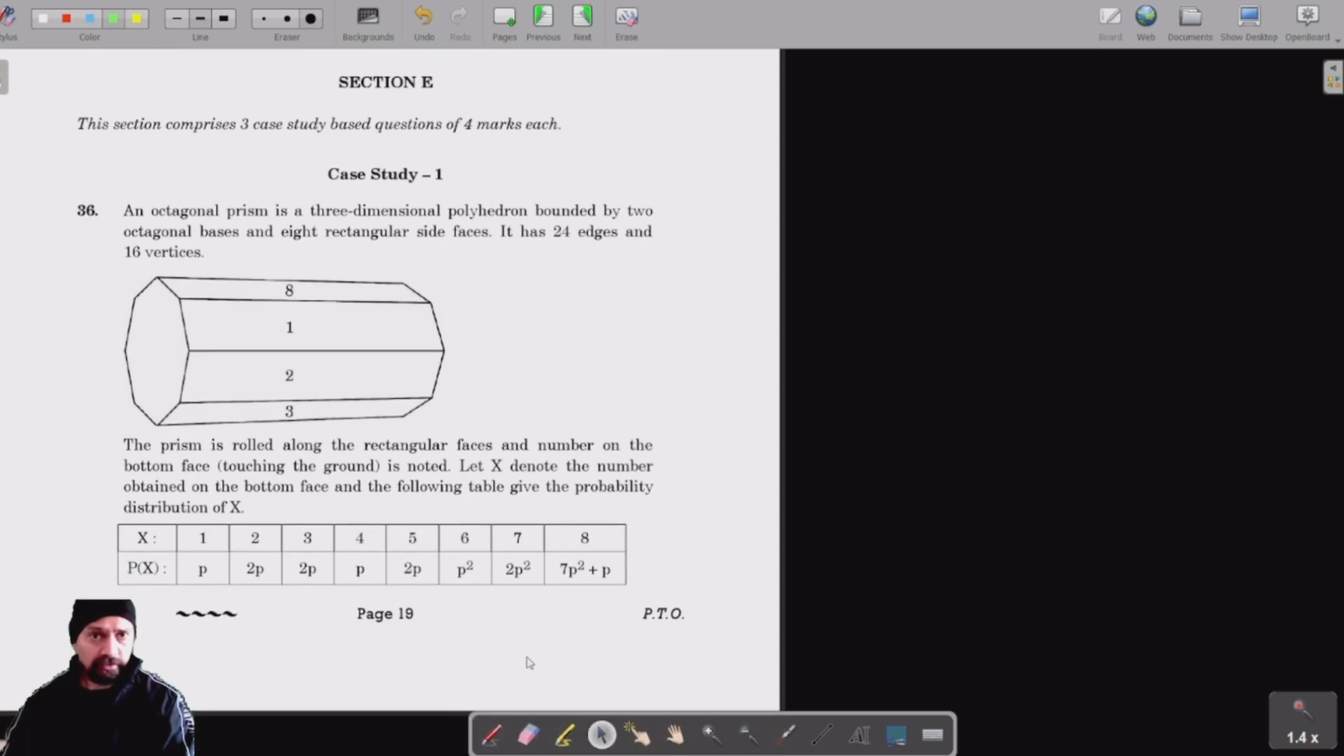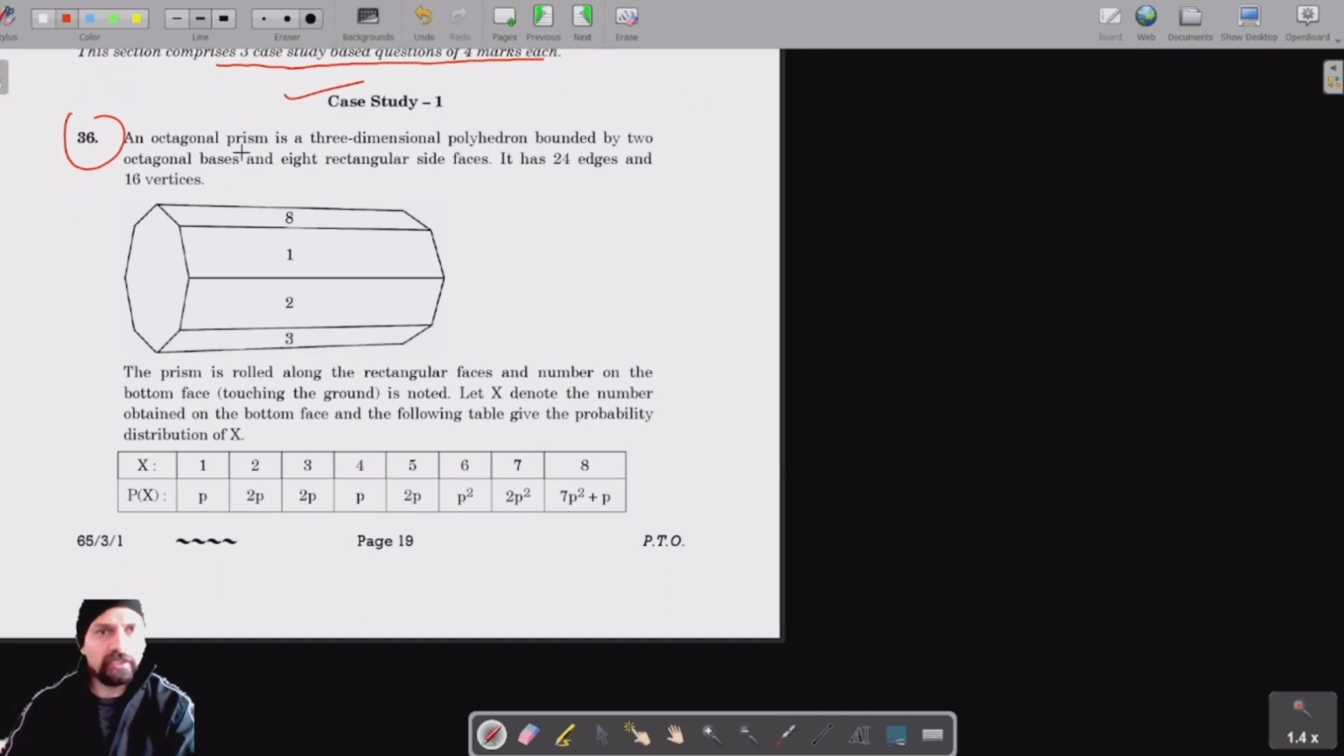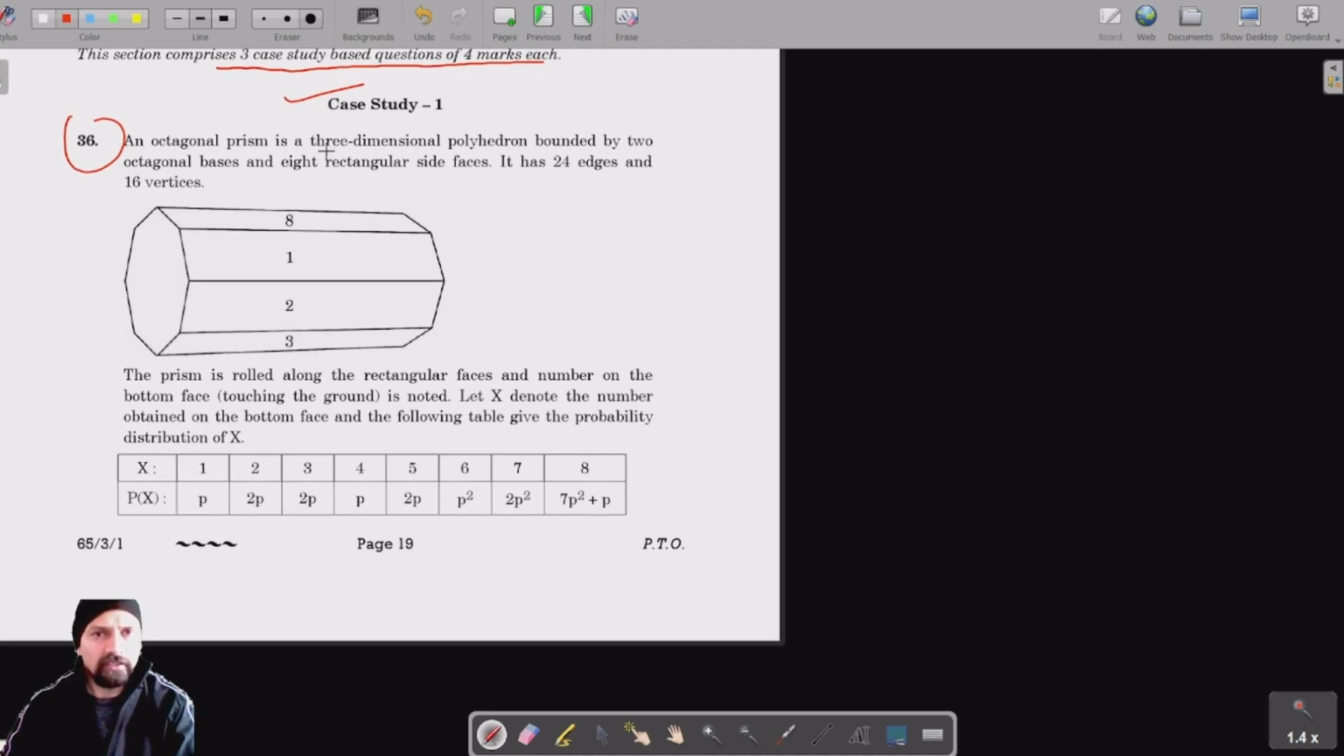Here we are on section E, and this section comprises 3 case study based questions of 4 marks each. Let's get started with case study 1, question number 36. This is an octagonal prism, a 3D polyhedron bounded by 2 octagonal bases, one at the bottom and one at the top, and 8 rectangular faces: 1, 2, 3, 4, 5, 6, 7 and 8. Now it has 24 edges and 16 vertices.